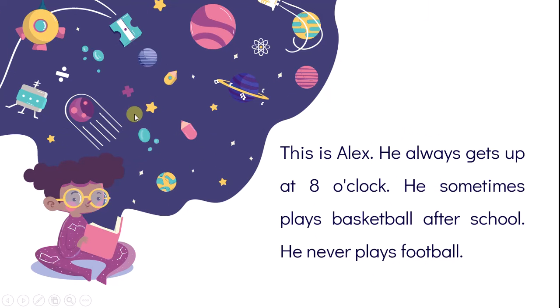Alright, this is a text. You can find this text in your textbook too. Okay, I'm going to read the text for you. You can read together with me. This is Alex. He always gets up at 8 o'clock. He sometimes plays basketball after school. He never plays football. Do you see always, sometimes, or never in this text? Yes, we have. Okay, this is always. This is sometimes. And this is never.